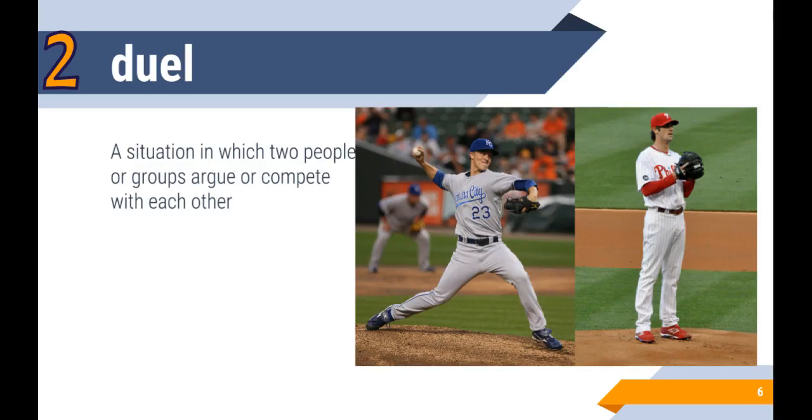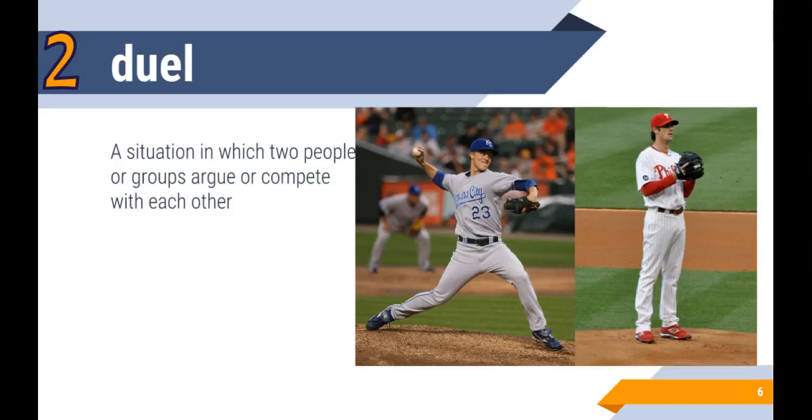Your next word is also duel. This is spelled differently, and this is a situation in which two people or groups argue or compete with each other. So sometimes in a baseball game, you'll hear the words, "We have a pitching duel." It means that you have pitchers from both teams who are throwing really well. Usually it'll be a low-scoring game, okay? And they're dueling or competing with each other.